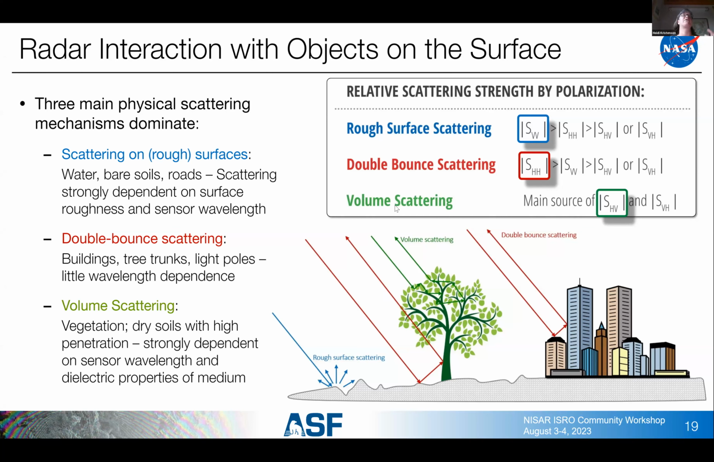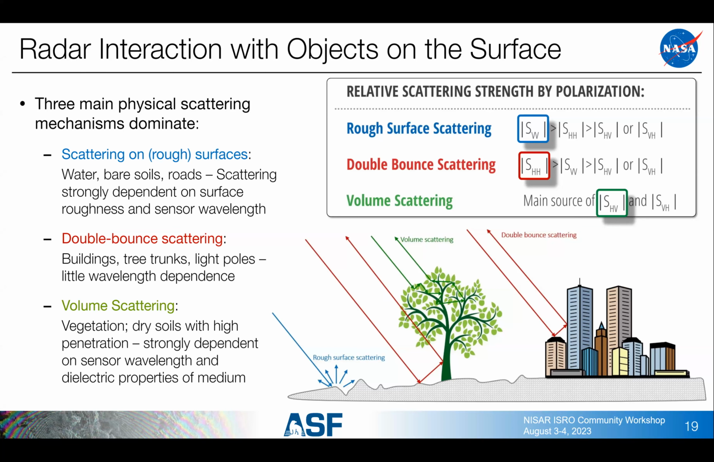For volume scattering, where you're interacting with these complex structures, HV and VH are the commonly used indicators. They're most sensitive to volume scattering. And this is because when the signal is coming down, it's interacting with that complex series of leaves and tree branches and all of that stuff. Not only is it bouncing around, but it also is sometimes depolarized. So the polarization gets changed around. And that's why some of the returns then come back not in the original polarization, but in the opposite polarization.